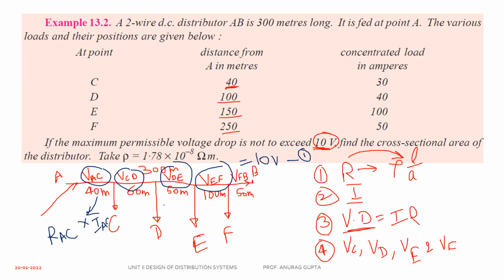Now you can see they have given the currents: 30 ampere at C, 40 ampere, and at E 100 ampere, and 50 ampere at that point. Already I have said, whenever we are finding the current of a section, of course this will be 50 ampere. It will be 100 plus 50, that is 150 ampere. It will be 150 plus 40, I'm simply applying KCL, that is 190 ampere, and it will be 220 ampere. Clear?